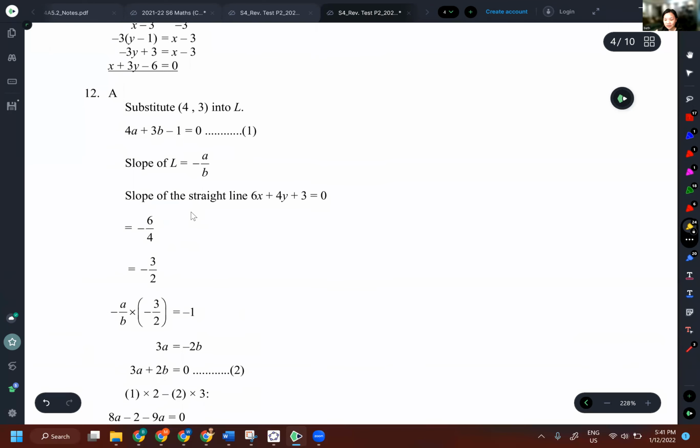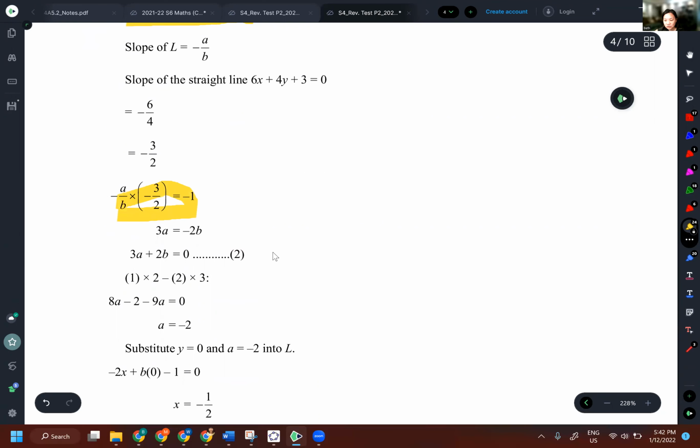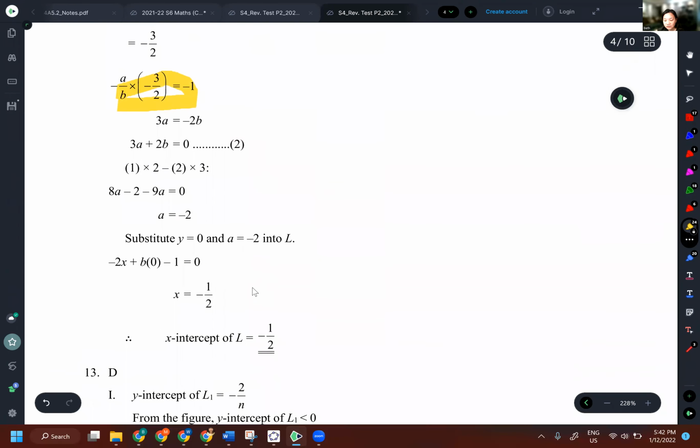Question 12, you will do a substitution to find one equation, and you'll use the slope to find another equation. One equation by substitution, one equation by slope. And solving these two equations simultaneously, you can find A and B. When you find A and B, you can find the x-intercept of L. It's not the end. A and B is not the end. In the end, you still have to find the x-intercept of L.